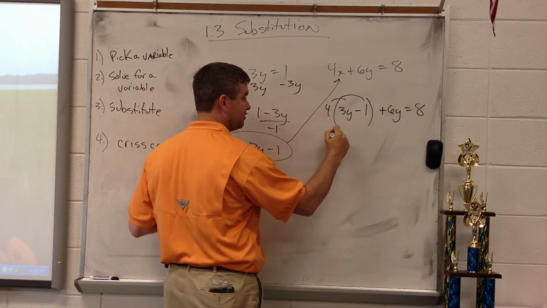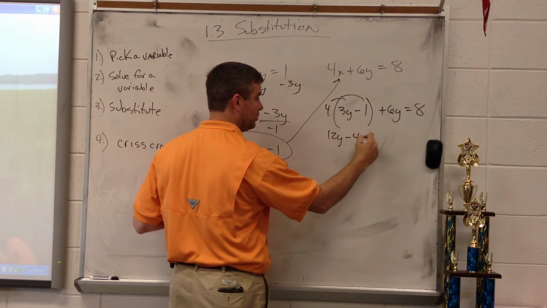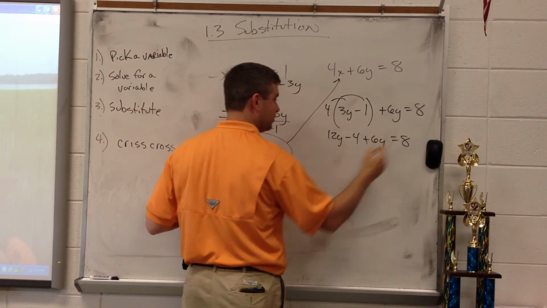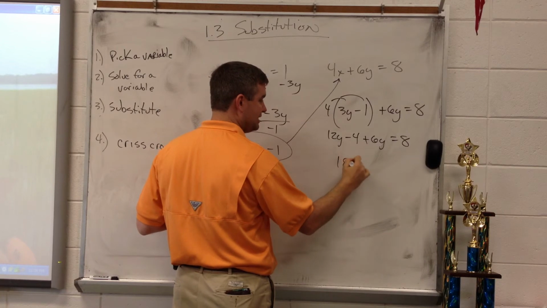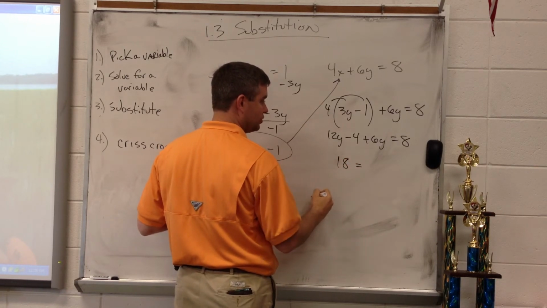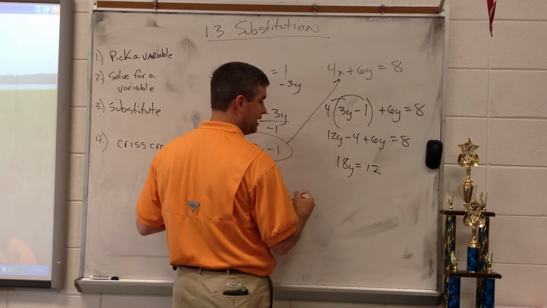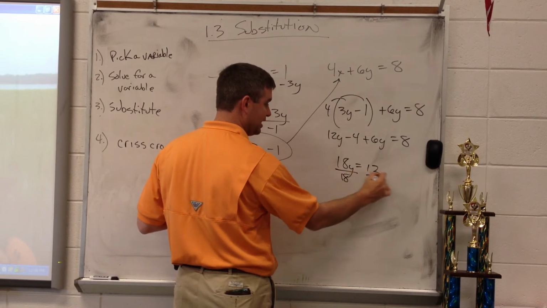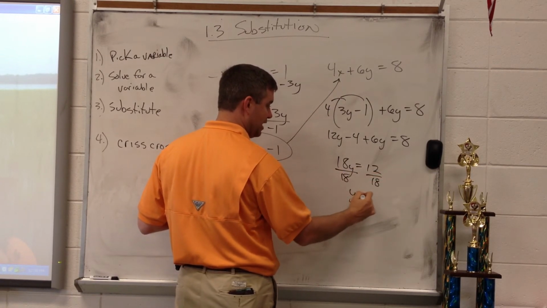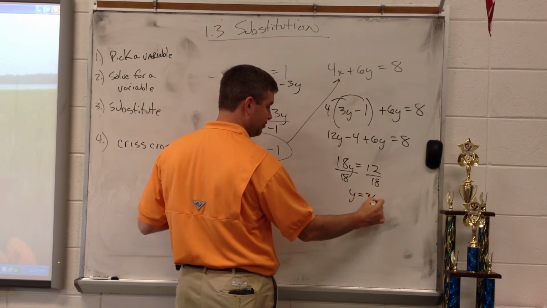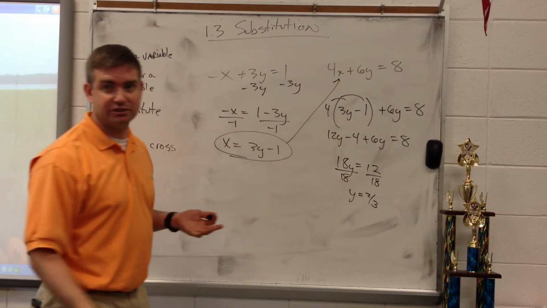Distribute here and here. 12y minus 4 plus 6y is equal to 8. That's 18y is equal to 12. Is that right? Divide both sides by 18. And I get y equals what? 2 thirds. So what? We got a fraction.